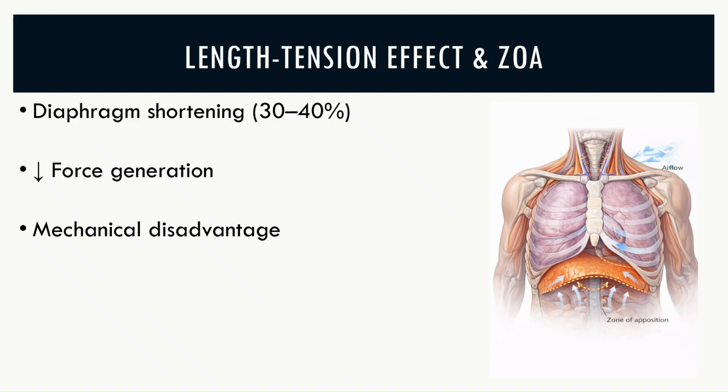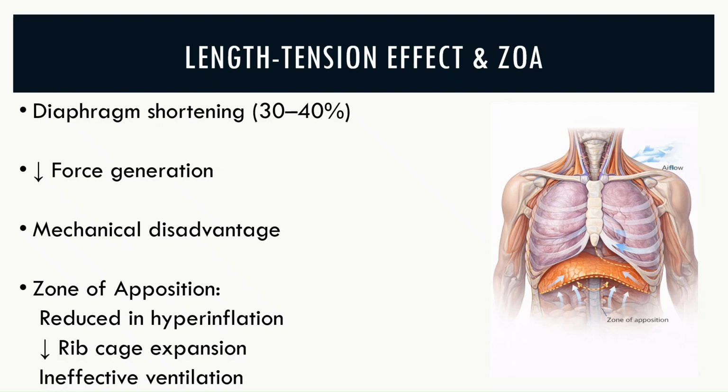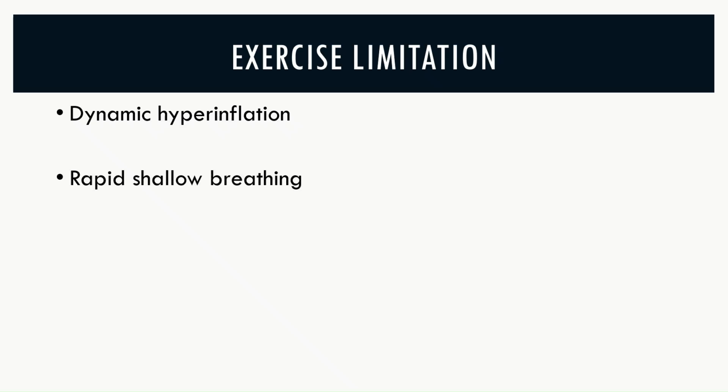The zone of opposition is reduced in hyperinflation. This affects the ability of the diaphragm to expand the ribcage, leading to ineffective ventilation. Exercise limitation. During exercise, dynamic hyperinflation leads to rapid shallow breathing. Inspiratory reserve is reduced, resulting in early fatigue and breathlessness.